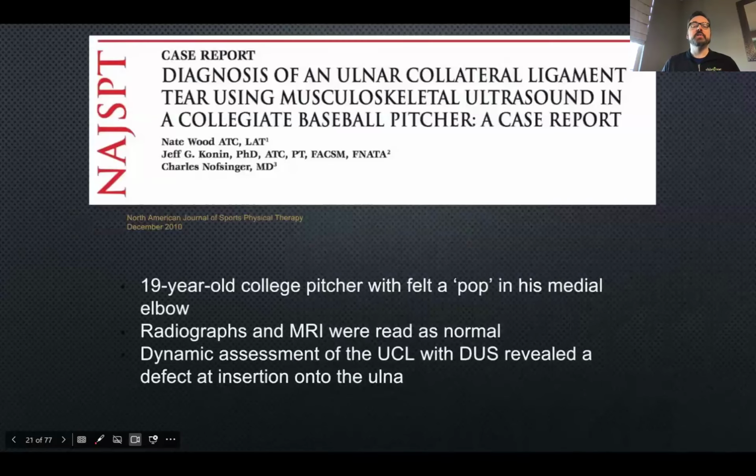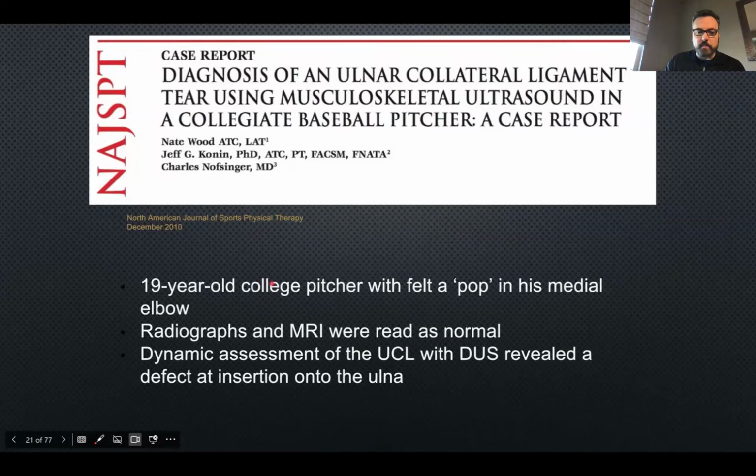Okay. This is just kind of an example of where that dynamic capability that ultrasound has is beneficial. This is out of the North American Journal of Sports Physical Therapy. This was a collegiate baseball pitcher who was obviously working out, practicing, throwing the ball. He felt a pop in the medial aspect of his elbow. And clinically, it's an ulnar collateral ligament tear. We just know statistically, when you're dealing with a throwing athlete, that UCL at the elbow is just prone to tear. Okay.